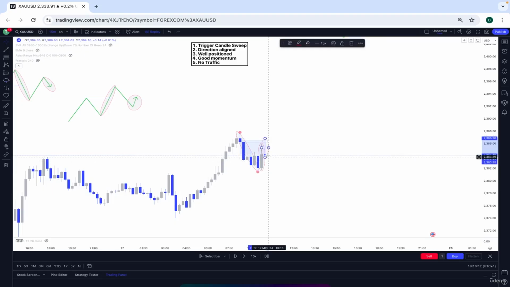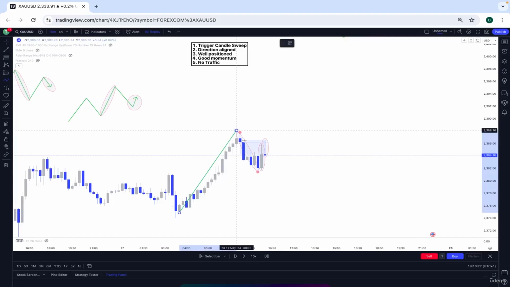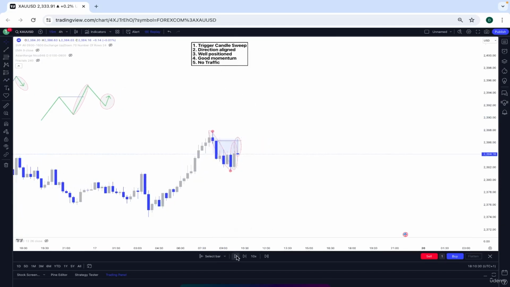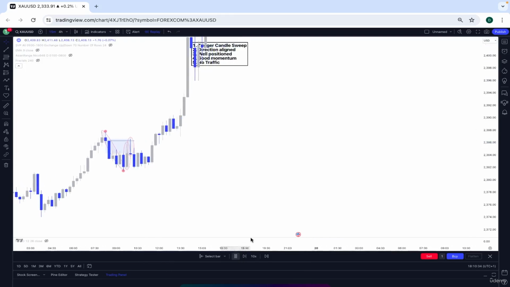I would have preferred a bigger body somewhere down here to potentially take shorts. That, coupled with the fact that we are in an overall larger, potentially bullish move, I would likely look to stay out of this one. Again, it's not an exact science. Let's move on to the next one.